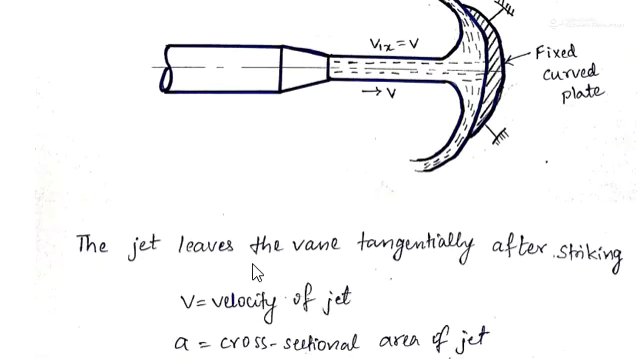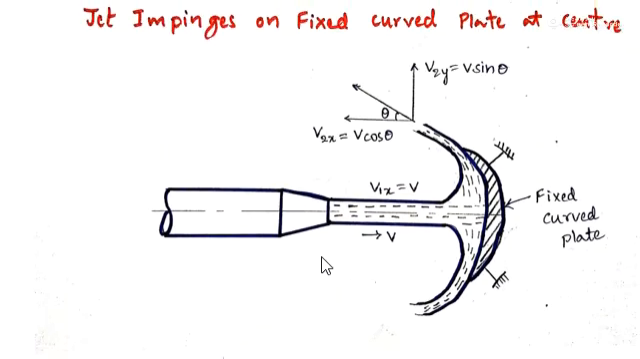If you see here the jet leaves, and before that, just the initial conditions: the jet is coming out of a nozzle or pipe, and it is impinging or hitting the fixed curved plate at the center, and after striking it is leaving tangentially to the plate or blade plate. When it is leaving, it is making an angle of theta with the x direction, and in the initial case the velocity will be v.